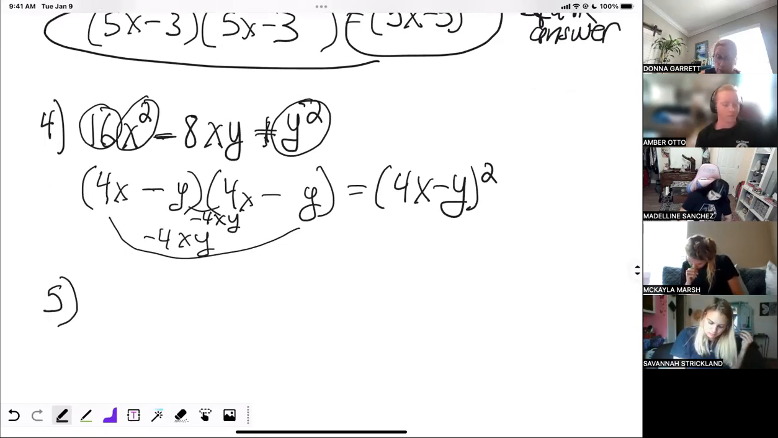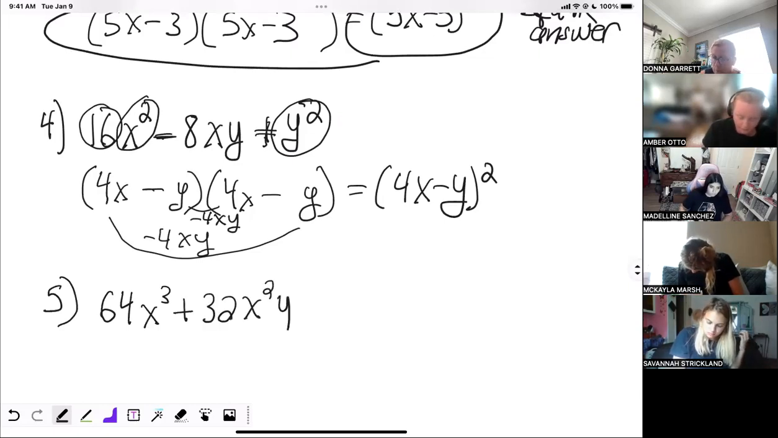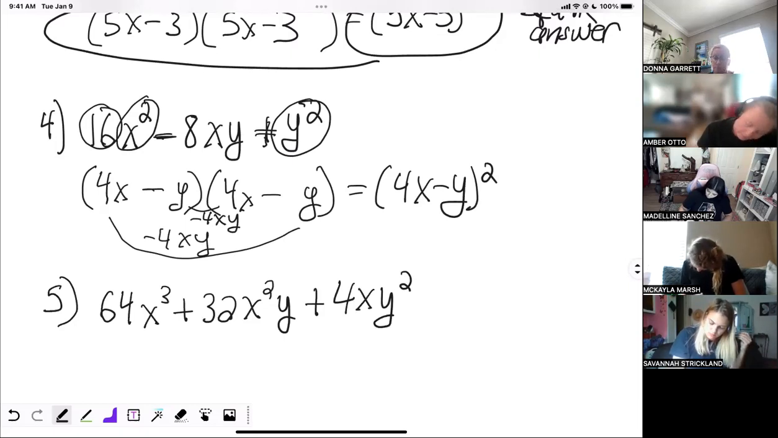Hey, sometimes they'll give you something that looks like it's a perfect square trinomial. It is, but there's something you can do first. Okay, so what's the hint that something has to be done first? Number one, this x at the end is not squared. It's just an x. It has to be squared.